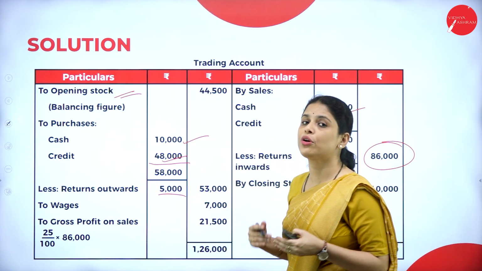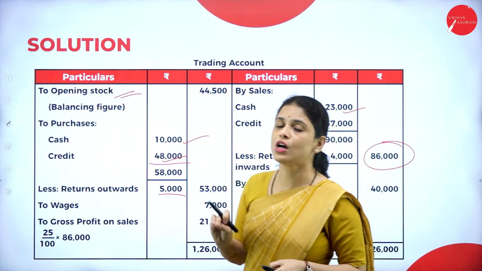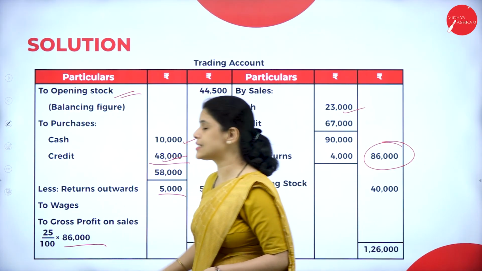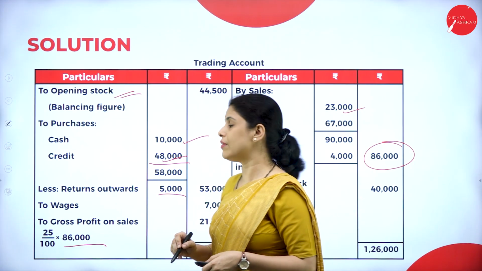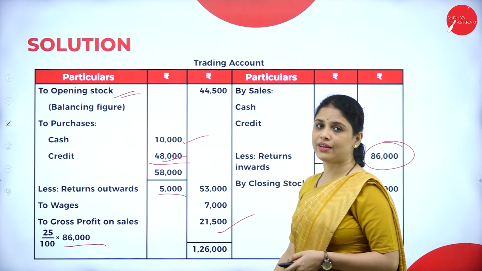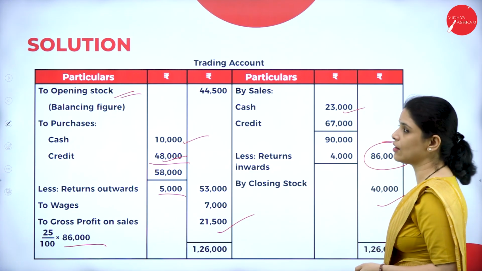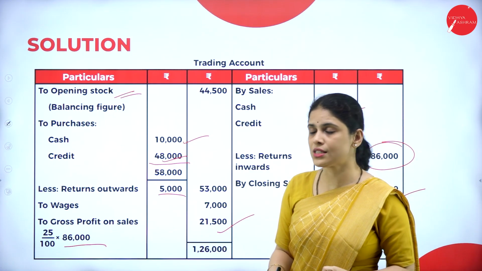What is the gross profit, or how to calculate the gross profit? Gross profit will be 25% on the sales. So sales will be 86,000. In that 25% we will calculate how much we will get, 21,500, and closing stock is already given in the problem, that is 40,000. Now how to calculate the opening stock?